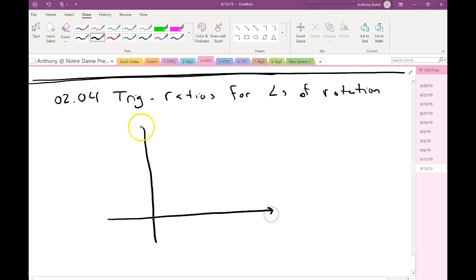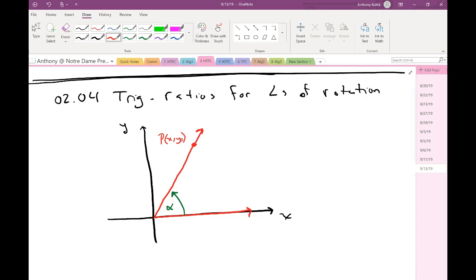So let's say we have our xy axis here. And let's say we have our angle. Our initial side is always here, on the positive x-axis. And our terminal side is here, still in the first quadrant. I'm going to call that angle alpha. That's the Greek letter alpha. Kind of looks like the Jesus fish. Okay. And let's say we have a point on the terminal side. That point I'm choosing arbitrarily right now. I'm going to name that point P, and I'm going to say that it has coordinates x, y.